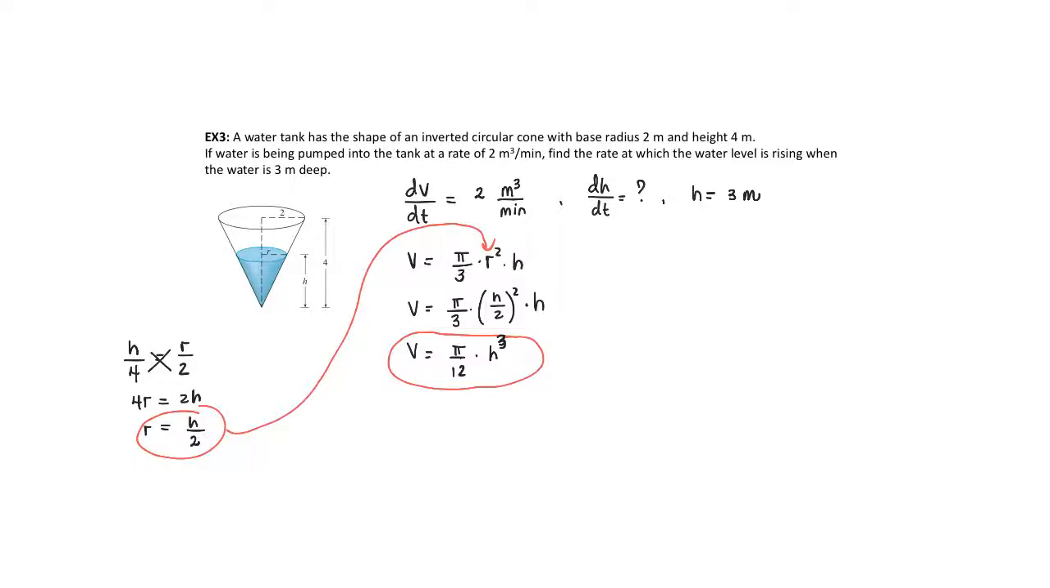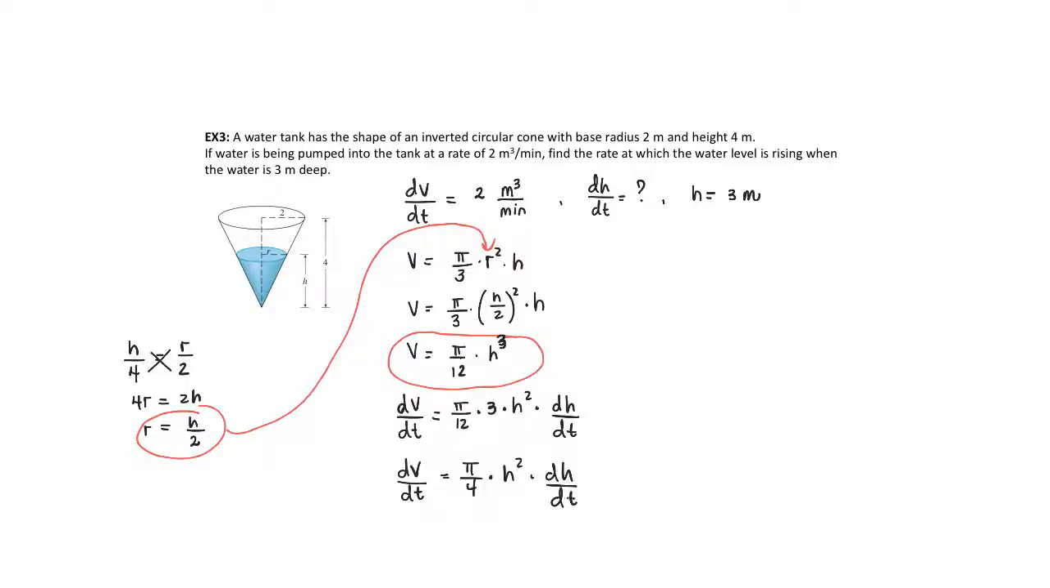So when I differentiate implicitly, because remember, h is changing with time as water is being pumped and the level of the water is increasing. So differentiating implicitly, dV by dt, that's going to give us pi over 12 times 3 times h squared times dh by dt. Simplifying, we're going to have that dV by dt will equal pi over 4 times h squared times dh by dt.